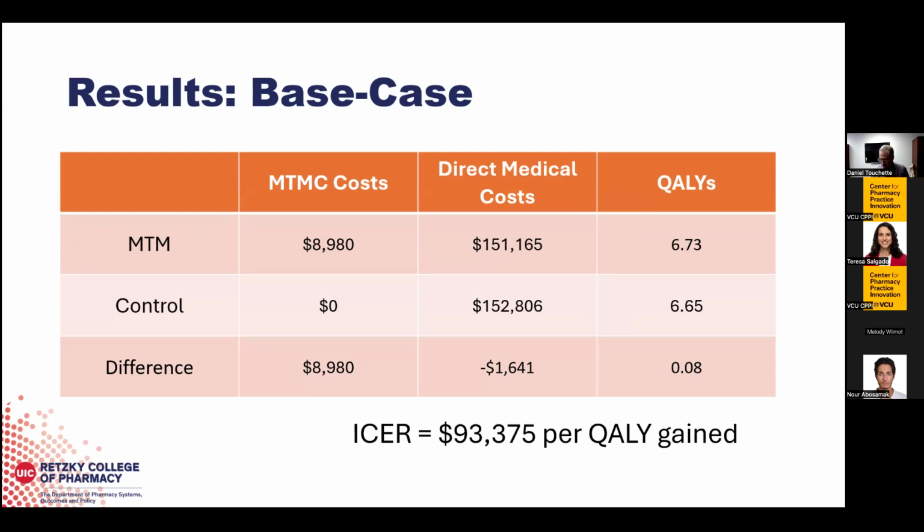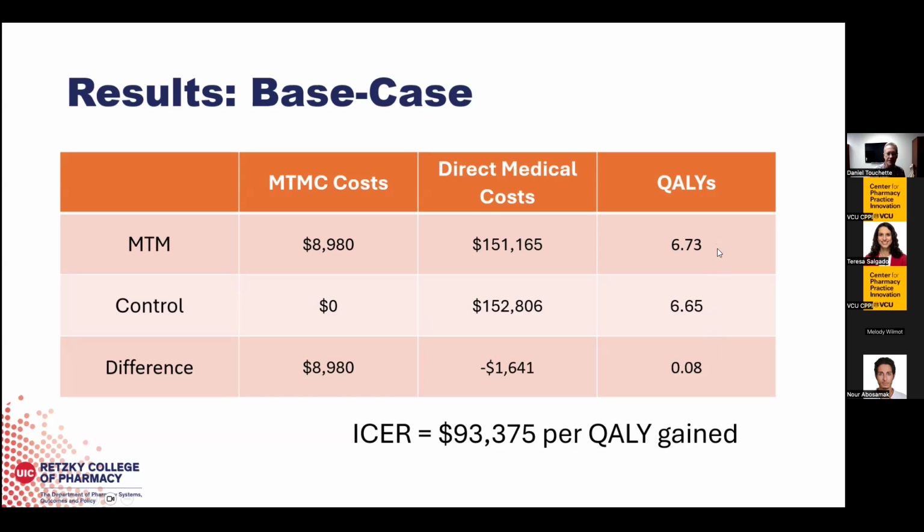So after putting all of this in the model, running it through for a patient lifetime, these results are presented in lifetime per patient costs. So a little different from the previous analysis we did. And what we see is that the lifetime costs of medication therapy management were about $9,000. In the control group, obviously nothing for MTM costs. Lifetime direct medical costs were $151,000 for MTM and about $153,000 for control, with a difference of about $1,600 lifetime.